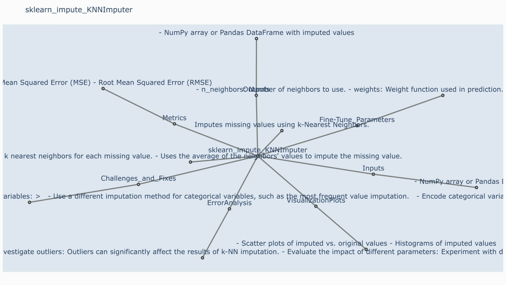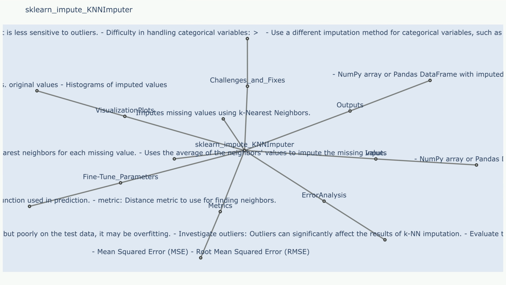sklearn, impute, KNNImputer. Description: The KNNImputer class in scikit-learn (sklearn) is a powerful tool for handling missing values in your dataset using a k-nearest neighbors (KNN) approach. This method finds the k-nearest neighbors to a data point with missing values and uses the values of those neighbors to impute the missing values.